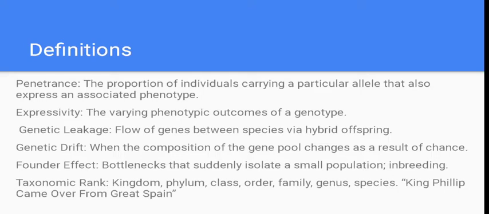Then there's the taxonomic rank. It goes from kingdom, phylum, class, order, family, genus, and species. So this is from more broad to very specific. King Philip came over from Great Spain. It's an easy way to remember it. Still takes a little bit of brain power to know it, but it's a little tricky to do.